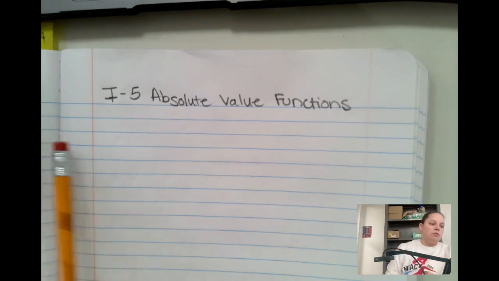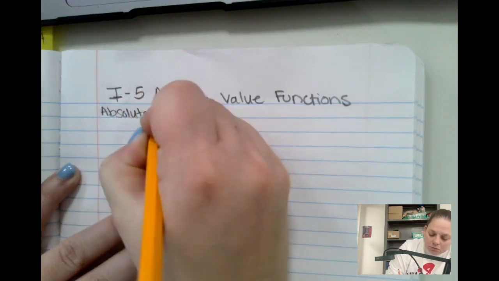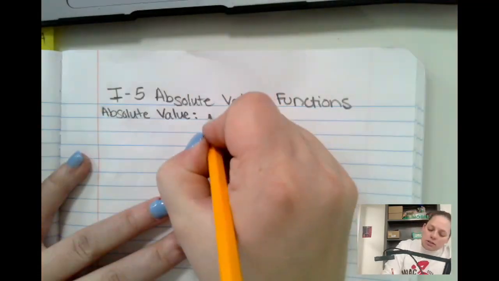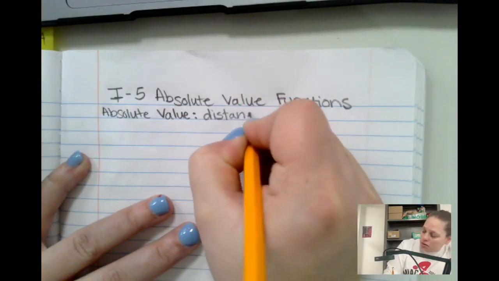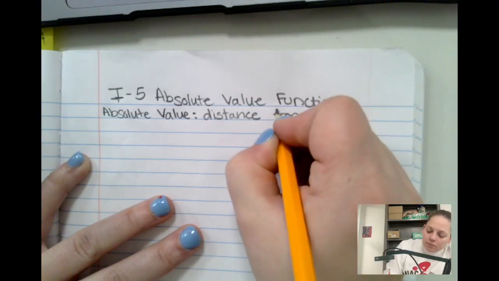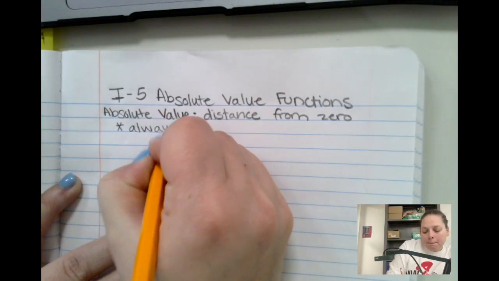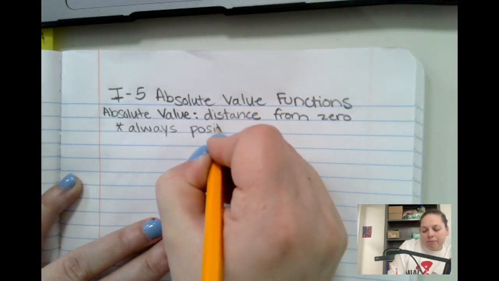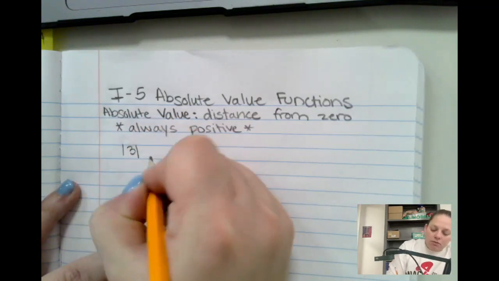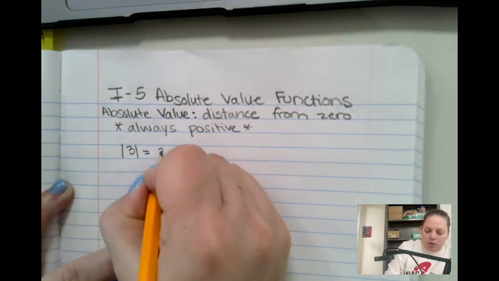Okay, remember absolute value. This goes way back to Unit A. Absolute value is our distance from 0, which means that it's always positive. Okay, so for example, if I have an absolute value of 3, how many steps away from 0 is 3? Well, 3 is 3 steps away from 0.